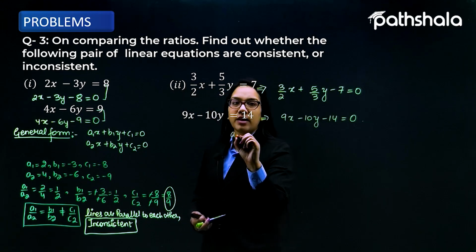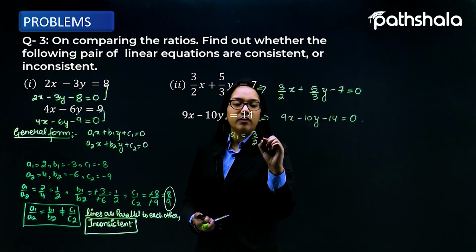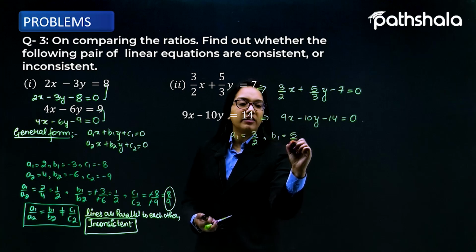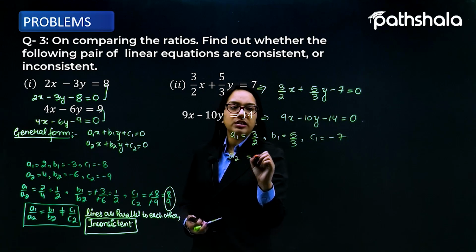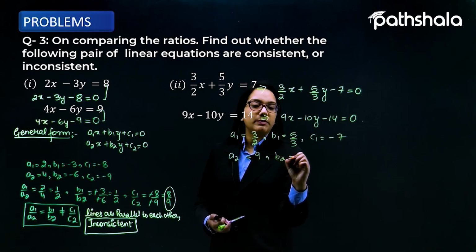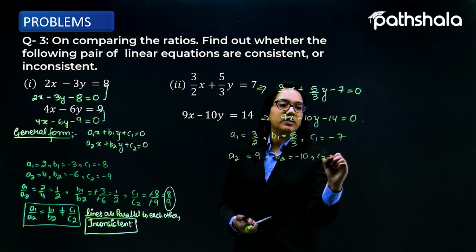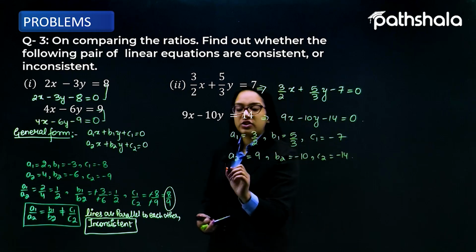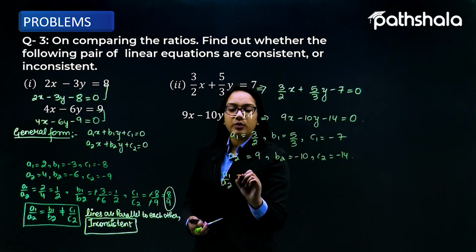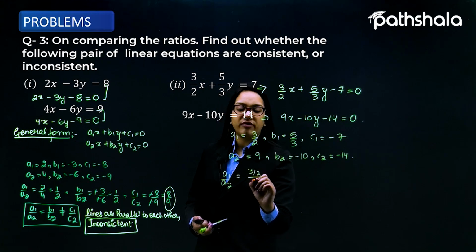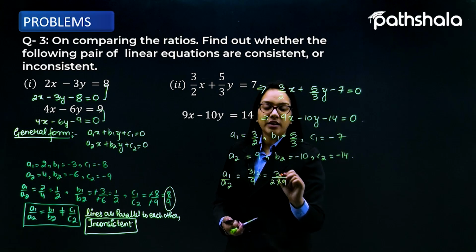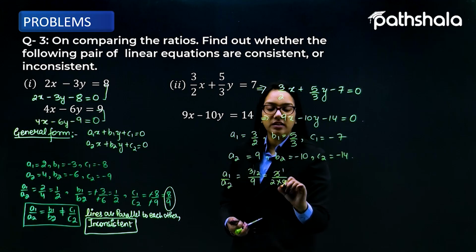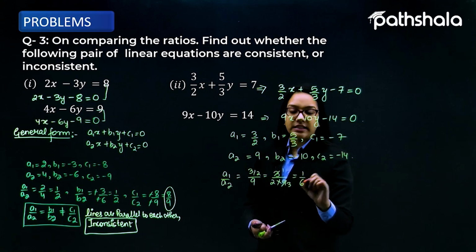We get a1 as 3 by 2, b1 as 5 by 3, and c1 as minus 7. a2 is 9, b2 is minus 10, and c2 is minus 14. Now let's take the ratios. a1 by a2 is 3 by 2 divided by 9, which is 3 by 2 into 9. So 3 into 1 is 3, 3 into 3 is 9. So this is 1 by 6.